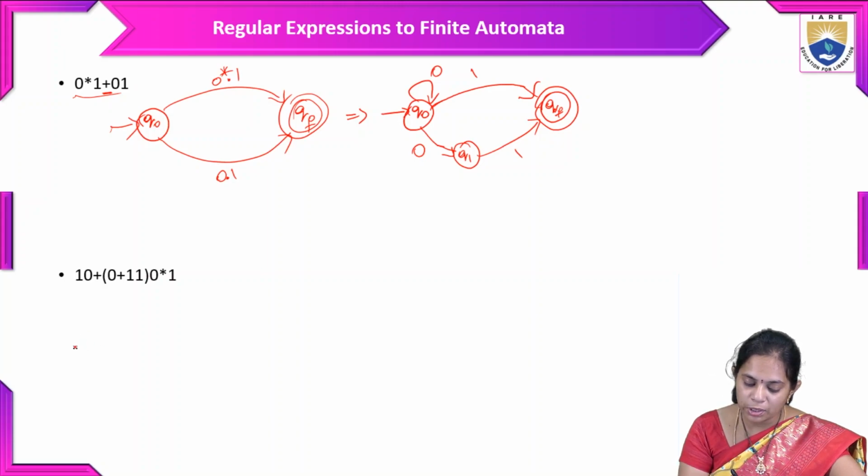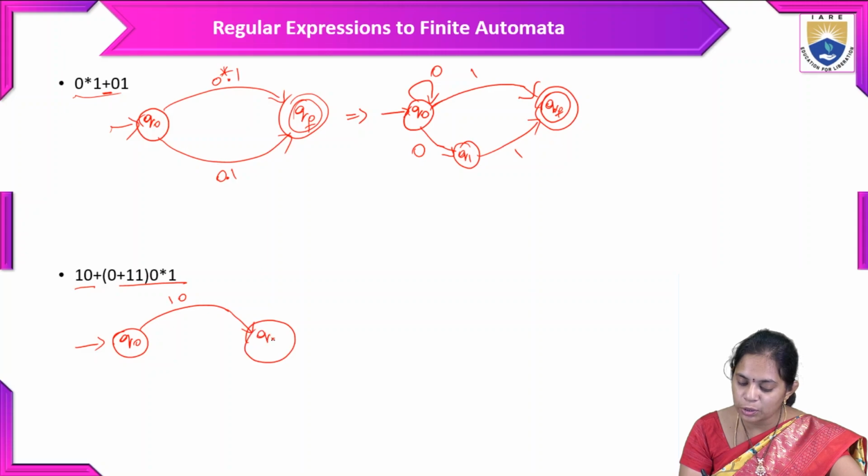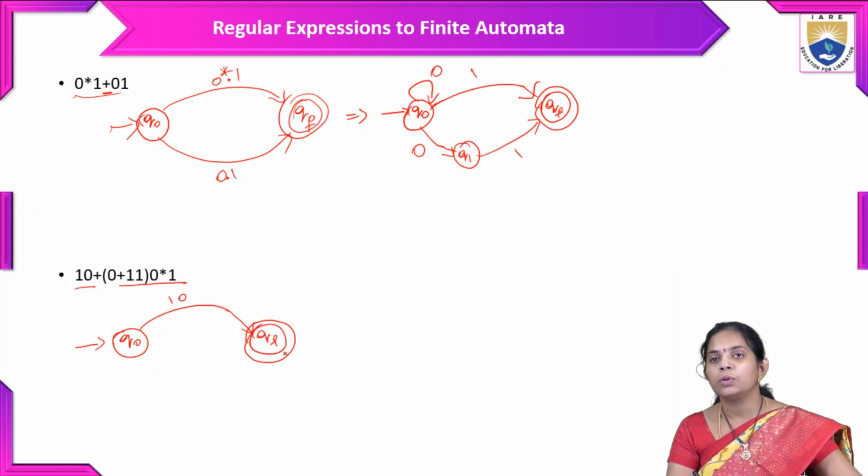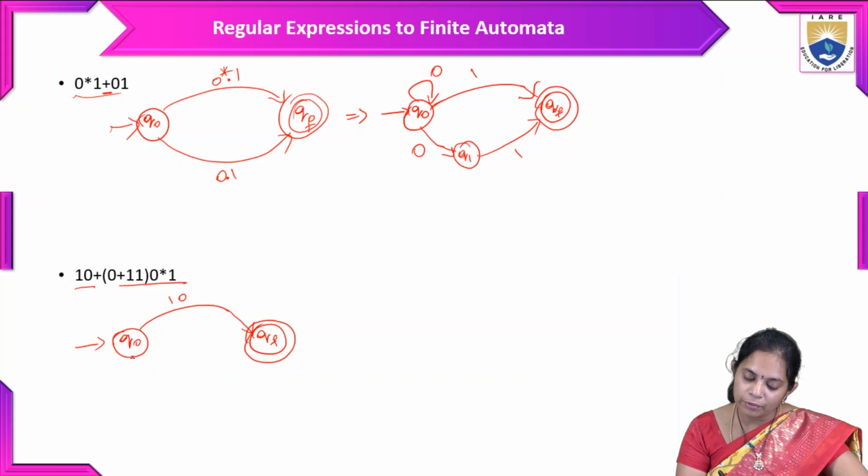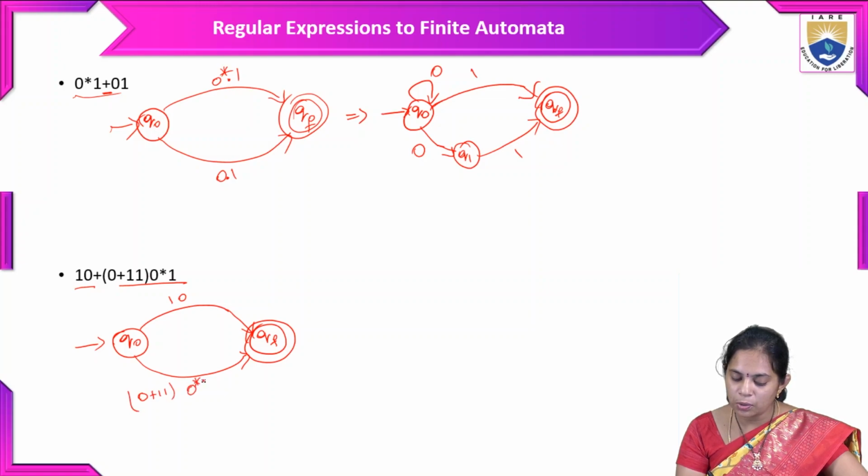And for this one we need to write, so initially Q naught is the initial state, and also we have two choices here. One is 1 0 and it is reaching the final state QF. QF is a final state here, and for the one more input symbol it is 0 plus 1 1 0 star 1. So here 0 star 1, we have two input values.